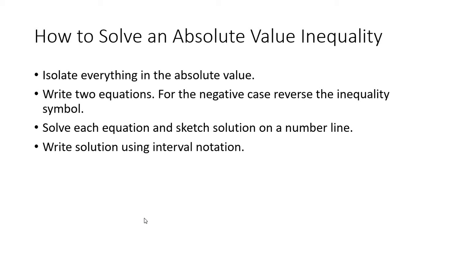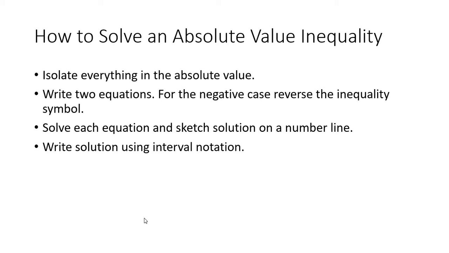How to solve an absolute value inequality. Isolate everything in the absolute value. So if there's a coefficient in front of the absolute value, or if there's something added or subtracted to that absolute value, we want to algebraically move those numbers over to the other side of the equation, and get the absolute value all by itself on one side.